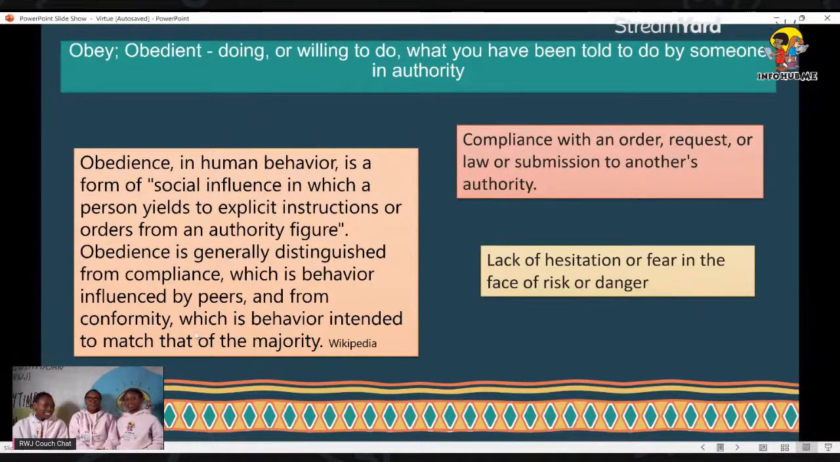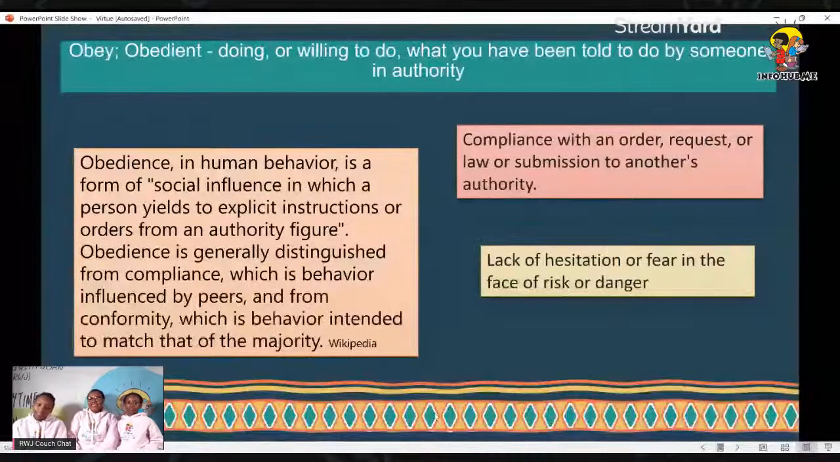Literature, can you read the last one? Lack of hesitation or fear in the face or risk of danger. Ooh, that must not be obedience, that's bravery. All right, so let's go.